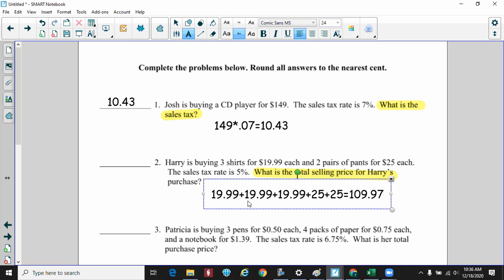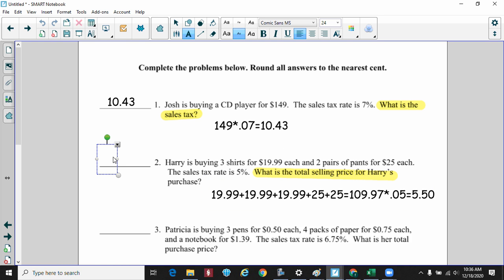Sales tax is 5%, times it by 0.05. And we're going to get a tax of $5. And it looks like we're going to have to round here, $5.50. Now we're looking for the total purchase price, which means we're adding back to the subtotal, which gives me an answer of $115.47. All right. So that's pretty much it.